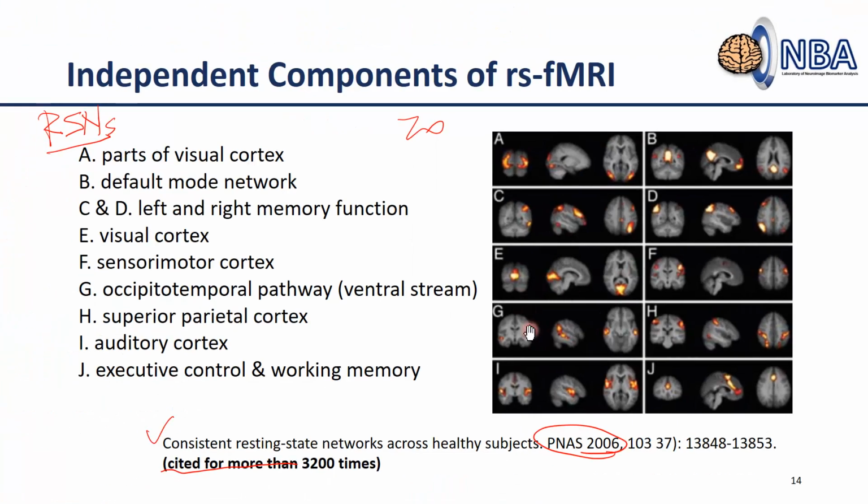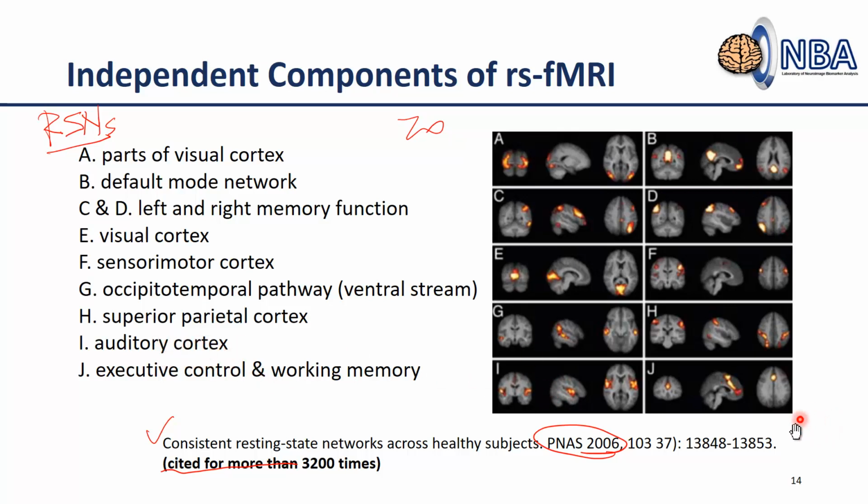I come to G. G is the ventral stream of visual processing, the occipital temporal pathway. You can see this is the visual cortex, and this small part is located in the temporal lobe. So sometimes we say this is the occipital temporal pathway. We have a ventral system, and we also have another dorsal system. For H, this is the superior parietal cortex. For I, this is very important: it is located in the superior temporal gyrus, so it is highly correlated with auditory function.